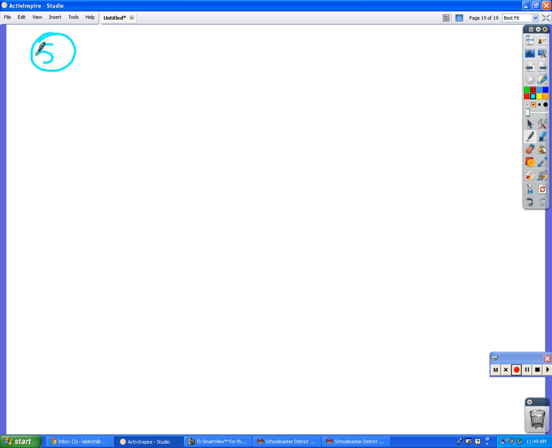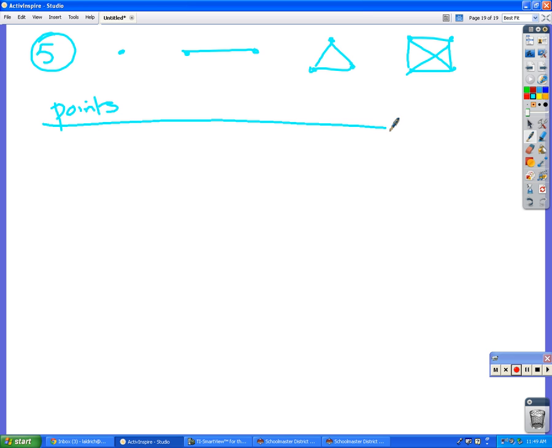Okay, so number 5 says if you place 35 points on a piece of paper so that no 3 points are in a line, how many line segments are necessary to connect each point to the others? This one I think we could do by cheating. So points, and then what do we have? Segments.